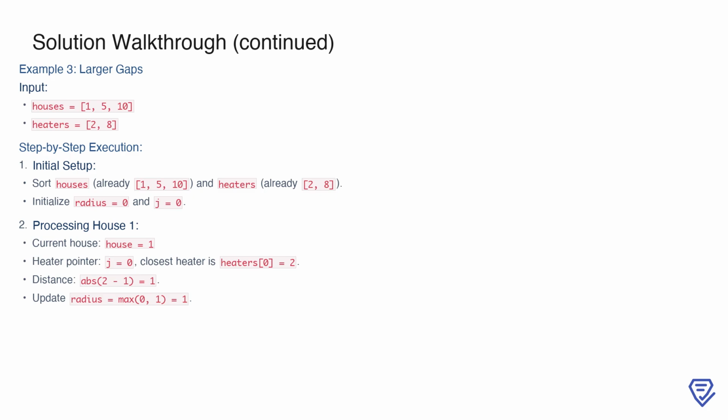After sorting the arrays, we initialize radius to 0 and the heater pointer j to 0. Starting with the first house at position 1, the closest heater is heaters[0] = 2. The distance between the house and the heater is abs(2 - 1) = 1. We update radius to the maximum of its current value, 0, and this distance, resulting in radius = 1.